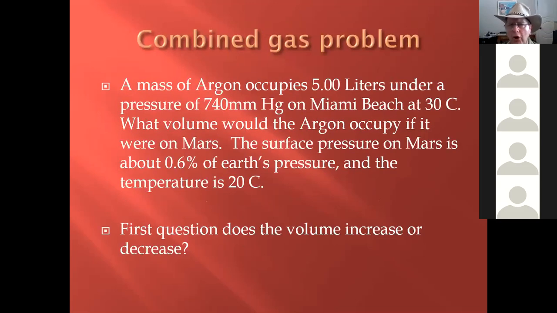A mass of argon occupies 5 liters under a pressure of 740 millimeters mercury on Miami Beach at 30°C. What volume would the argon occupy if it were on Mars? The surface pressure on Mars is 0.6 that of Earth's, and the temperature on Mars is 20 Celsius.